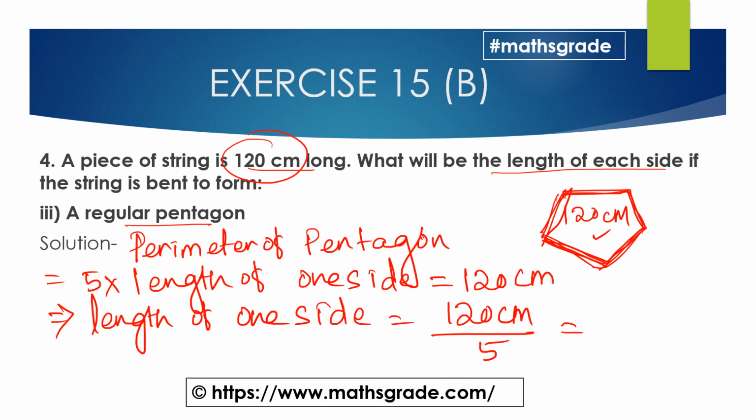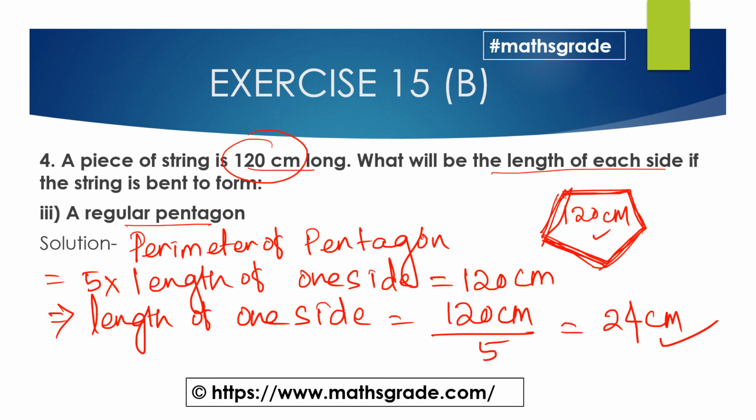Here, 5 is multiplied with the length of the side. When we take this 5 to the right hand side, it will be division, because multiplication and division are inverse operations. If division is on the left hand side, then when it goes to the right hand side, it will be multiplied. This is the transposing of an equation. So the length of one side will be 120 centimeter divided by 5, which is equal to 24 centimeter.